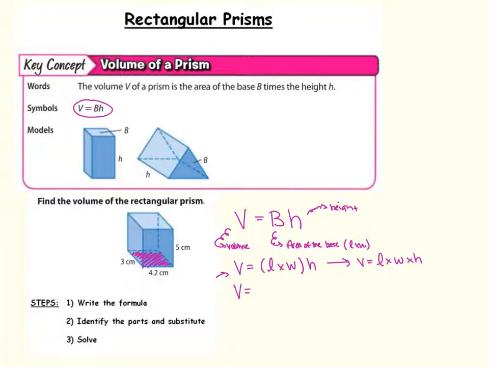So if you look at the base, you have the length of the base as 3 by 4.2. And then the height of the prism is 5. So we're going to multiply 3 times 4.2 times 5. You should get 63. Now your units here, be very careful. Since we're dealing with volume, volume is 3-dimensional. So because of the 3-dimensional, your units are going to be cubed this time. So not squared, but cubed.